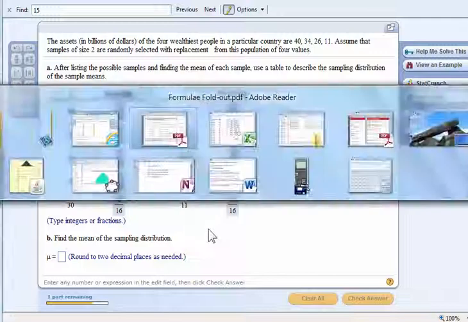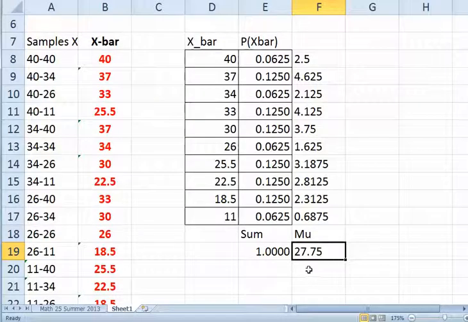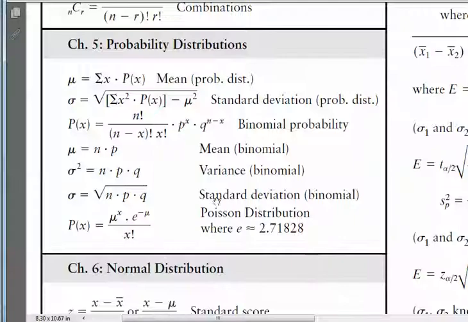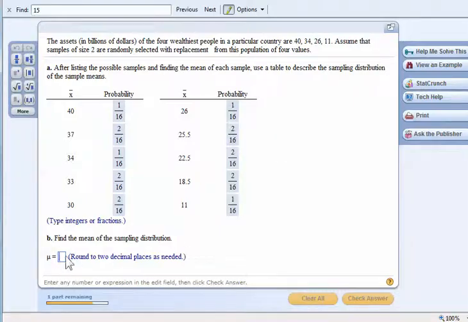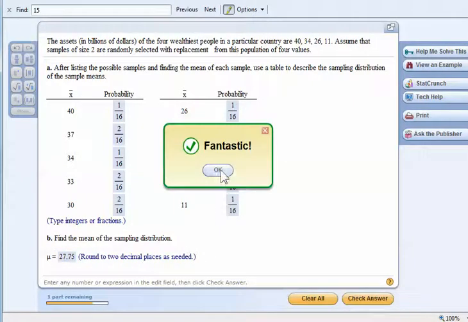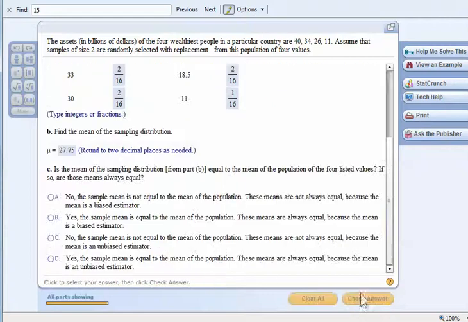And then they say find the mean of the sampling distribution of sample means. And we saw that that was 27.75. And we did that by finding the sum of all the variables times their probabilities. Round to 2 decimals. Well, that's what we had. So there it is.